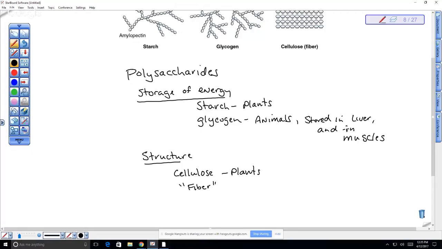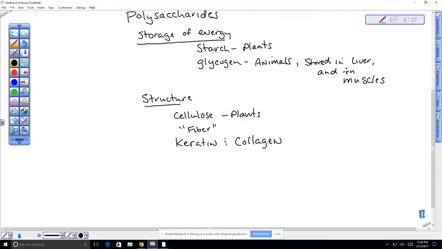Okay, so in animals, we have keratin, not cellulose, keratin and collagen. These are words you oftentimes see on skin creams, right? And oftentimes you see them in your shampoo. This contains protein, keratin. When we look at keratin, keratin is the protein that is found in your skin, hair, and nails.